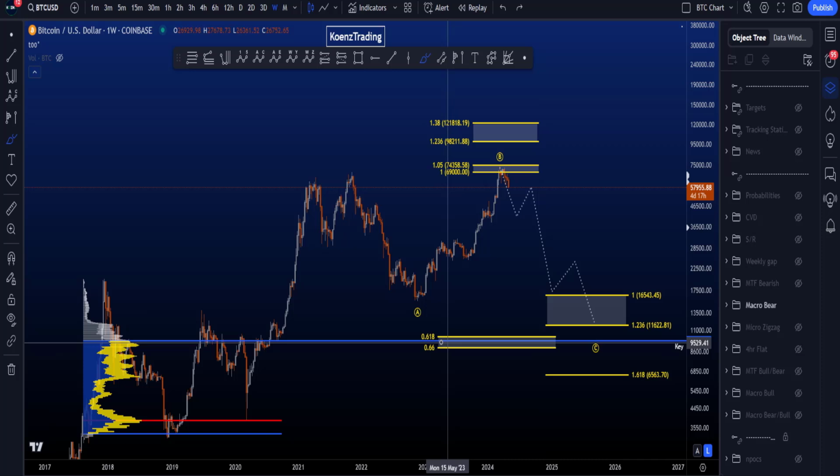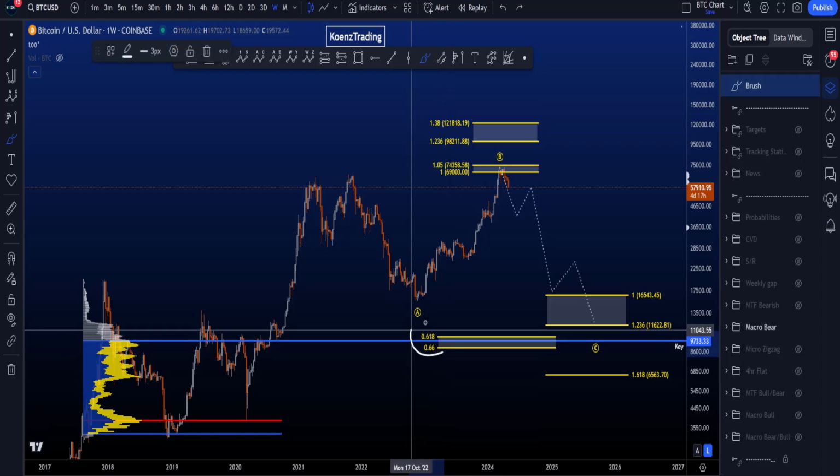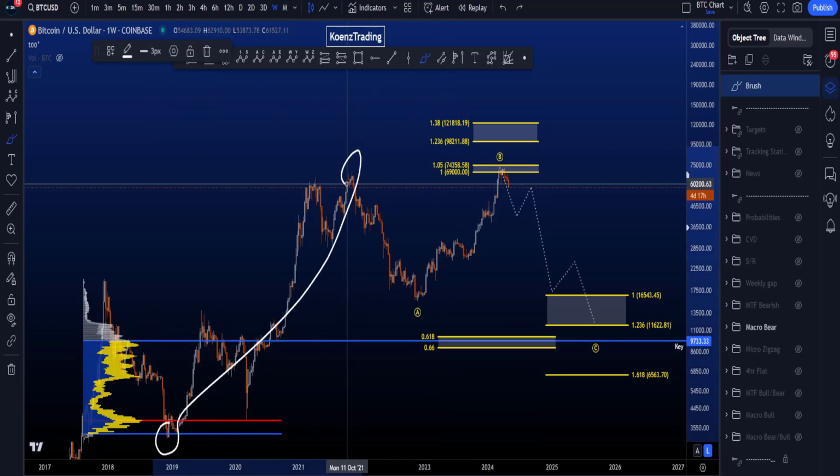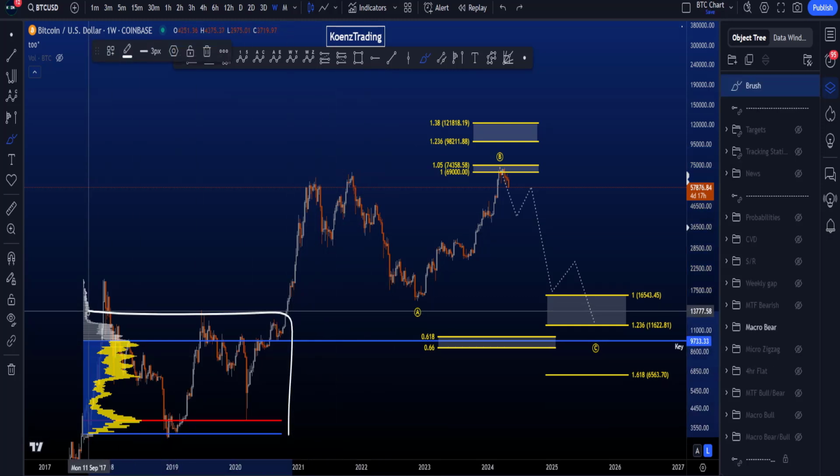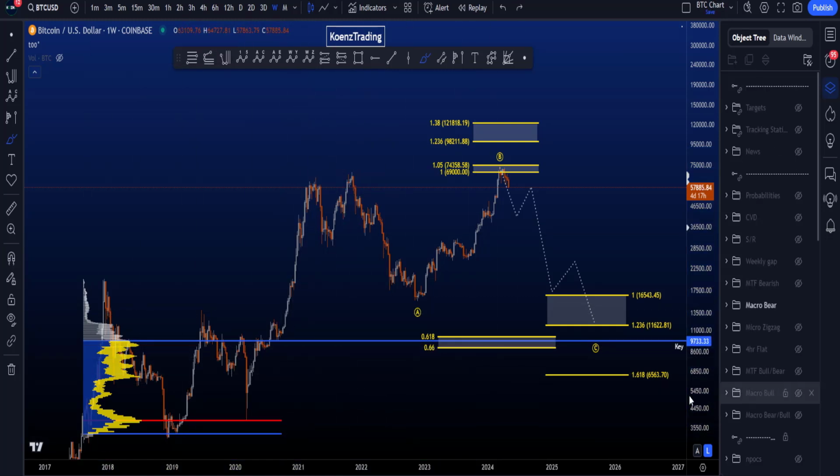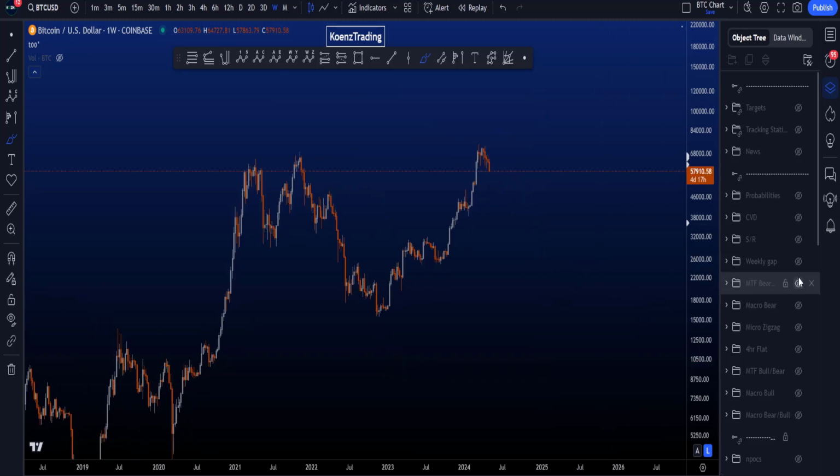The best area of support is between 10 and 9k, the golden pocket here taken from the low to the high, as well as a multi-year volume profile value area high at 9.7k.